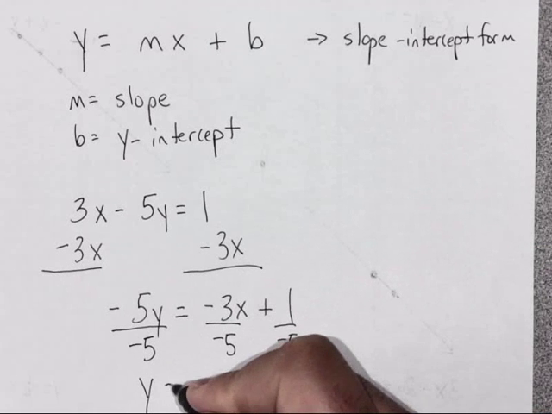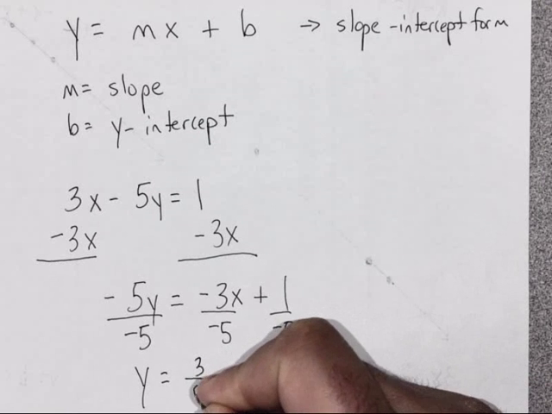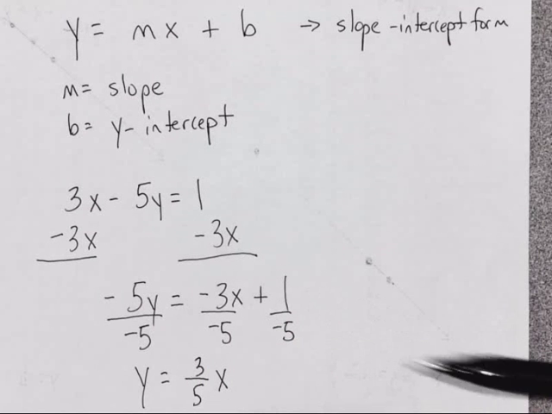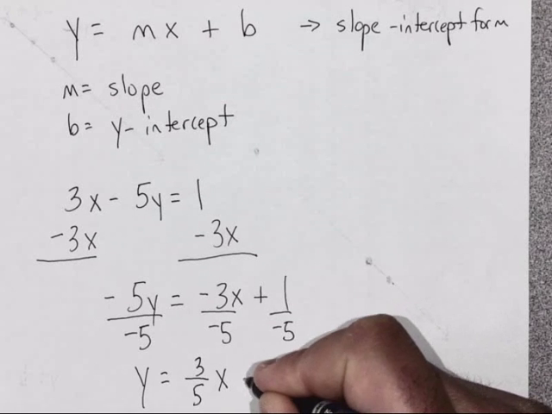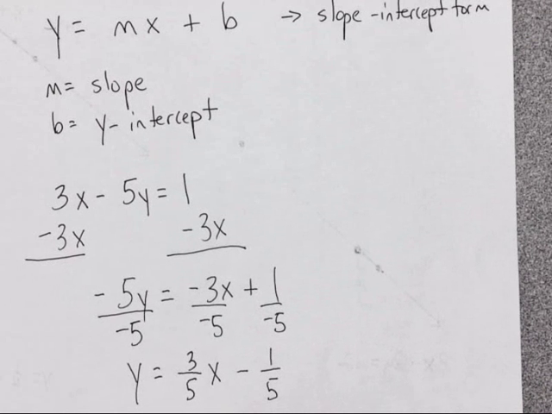So that gives me y equals, and then of course -5 is not going to divide into the -3, so that's going to remain a fraction, and a negative divided by a negative would actually be a positive, so we're going to call that positive 3/5 x. And then -5 is not going to divide into 1, so we're going to once again leave that as a fraction, and we're going to say that is -1/5. That way we don't have to write plus minus. Subtraction is the same thing. So now it's actually in slope-intercept form.